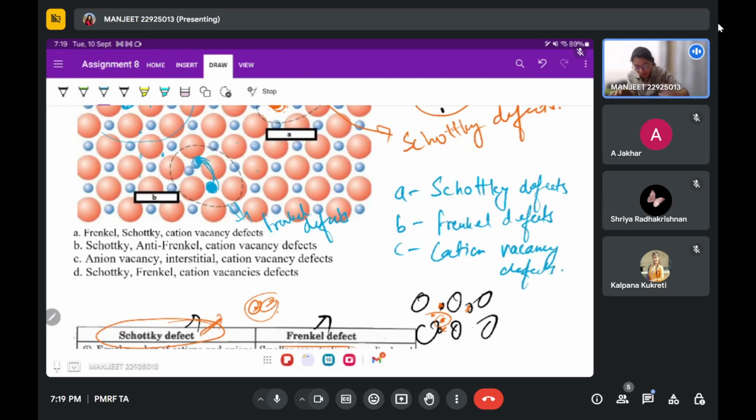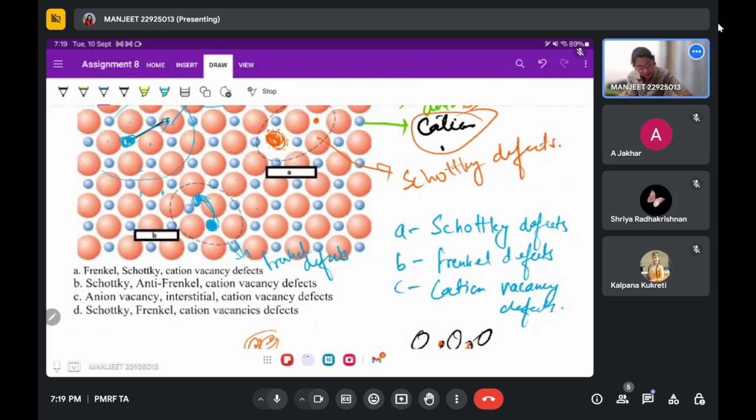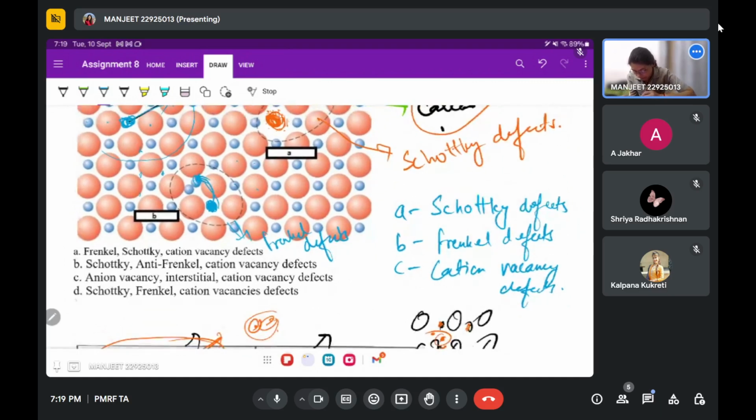So if I look at the options, A represents the Schottky defect, B represents the Frenkel, and C represents the cation vacancy one. So this will match with option D. So D is the correct answer: A is the Schottky, B is the Frenkel defect, and C is the cation vacancy defect.